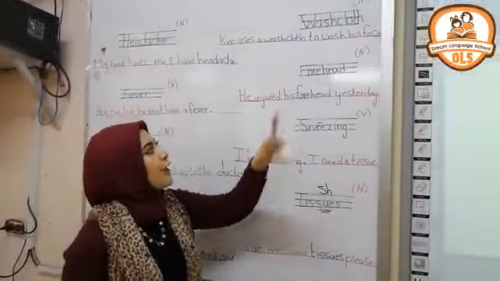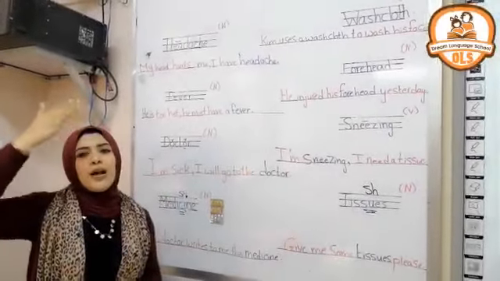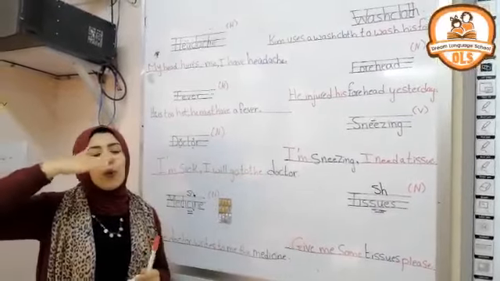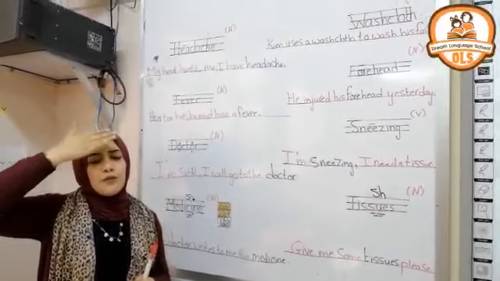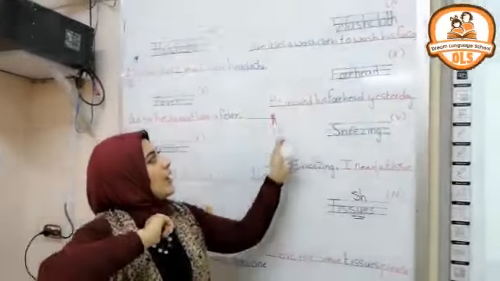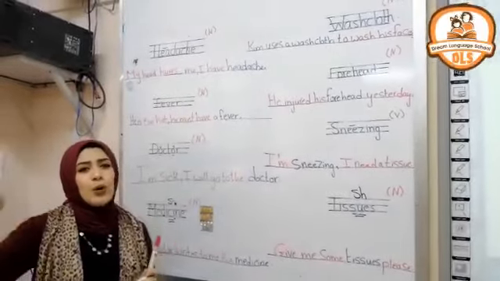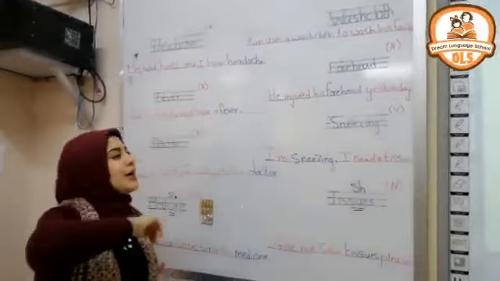Okay. Forehead. Let's together touch our forehead. So, this is my head and the part above my eyes is the forehead. This is my forehead. So, he injured his forehead yesterday. When he was playing football, he injured his forehead.